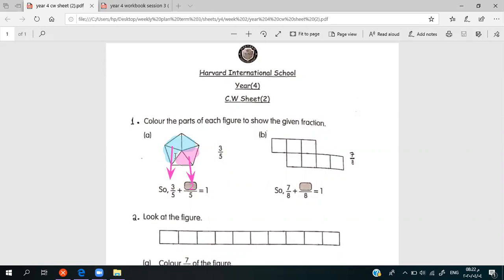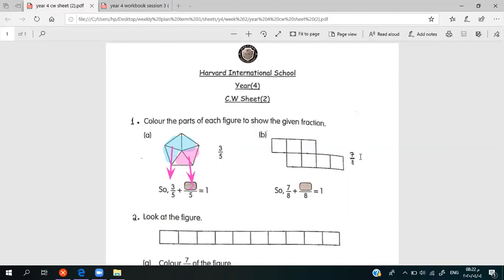I got something whole, okay? This pentagon, I have one pentagon. And then I divide it into 5 parts, okay? And he wanted me to color 3 from the 5, so I colored it. He wants you to know that the 3 from the 5, which is colored in blue, plus the 2 from the 5, which is colored in pink, like that, I colored the whole shape again. Like that, I have the whole pentagon again. So it gives me a 1.